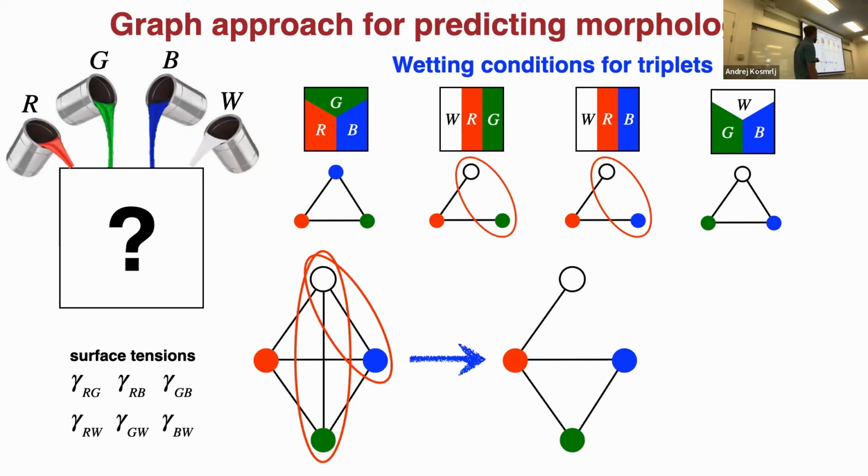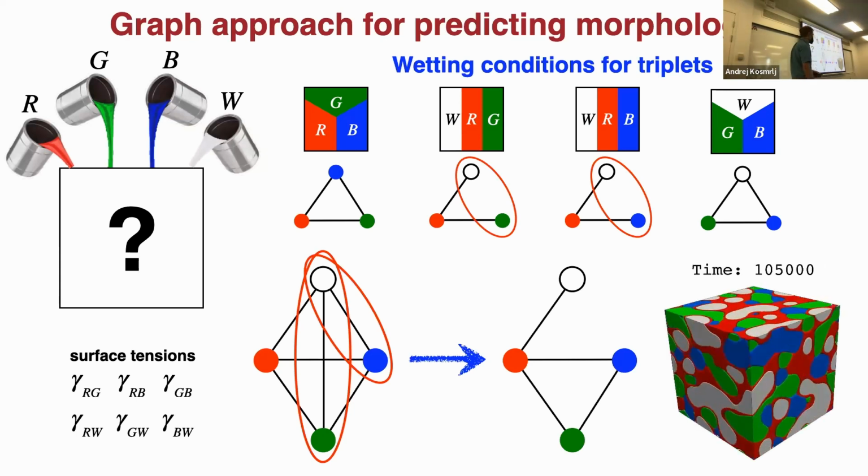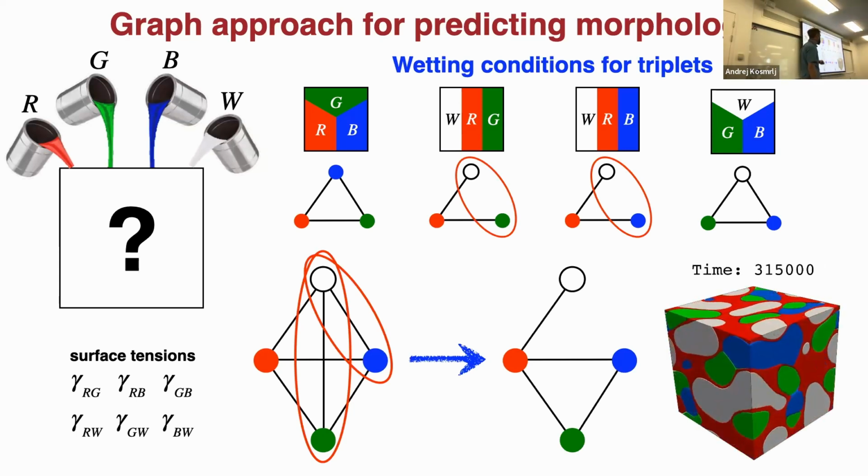So this predicts that the red one should isolate the white from the green and blue, which are still in contact with each other. And when you run simulations, that's what you see. You see these white blobs are always shielded by red, and they never get in contact with green and blue.